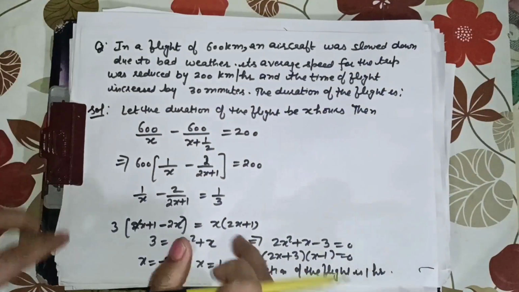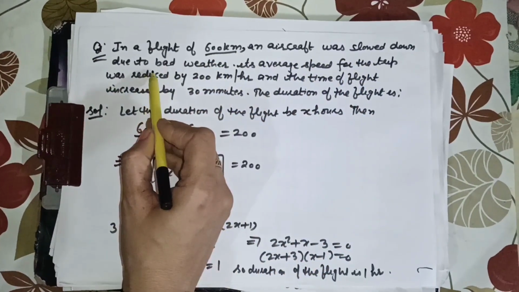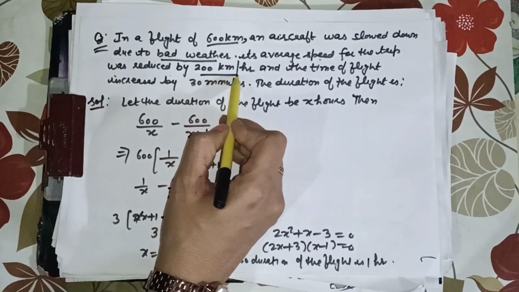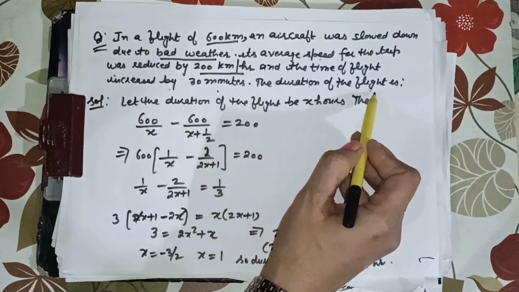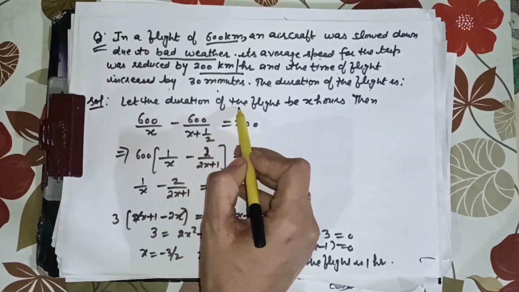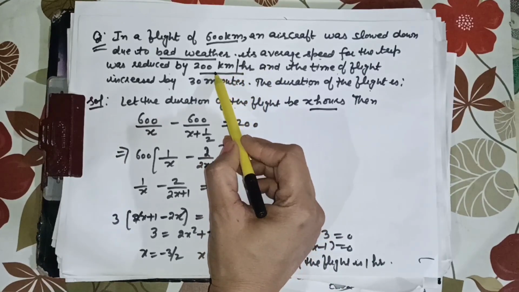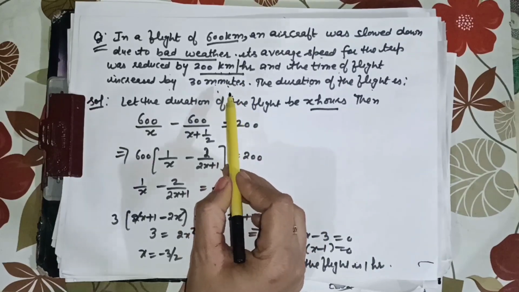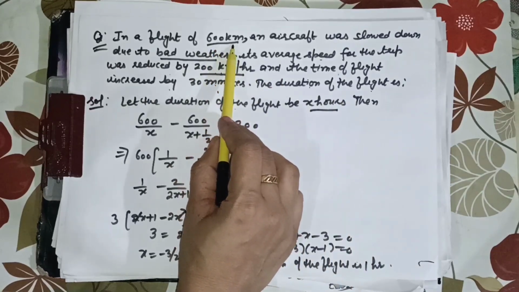Now the next question is: in a flight of 600 kilometers, an aircraft was slowed down due to bad weather. Its average speed for the trip was reduced by 200 km per hour, and the time of flight increased by 30 minutes. We have to find the duration of the flight. So we consider, let the duration of the flight be x hours. Here everything is compared with the 30 minutes, and we are given a flight of 600 kilometers.